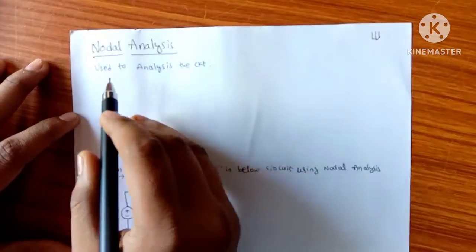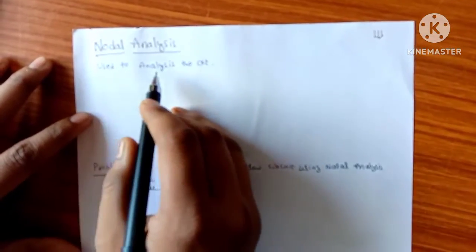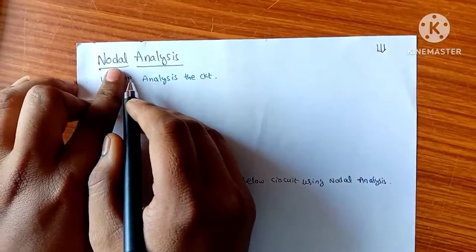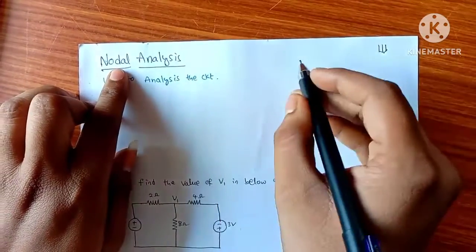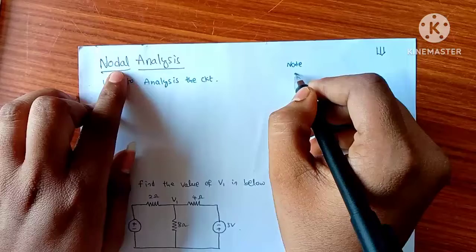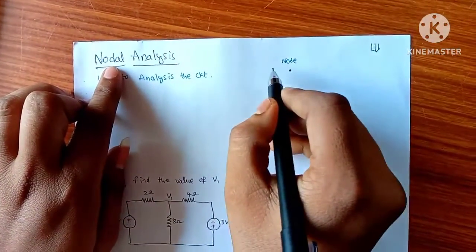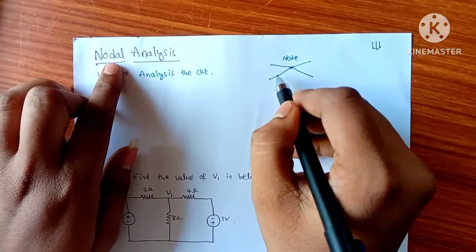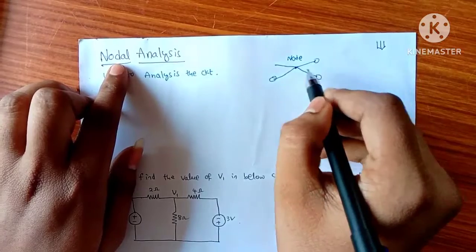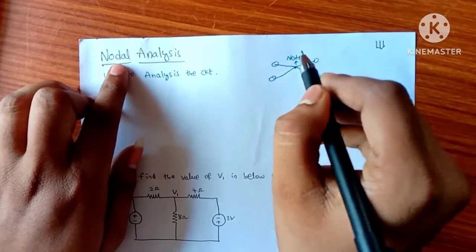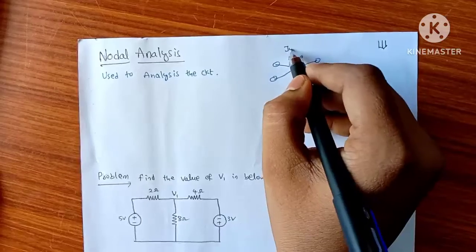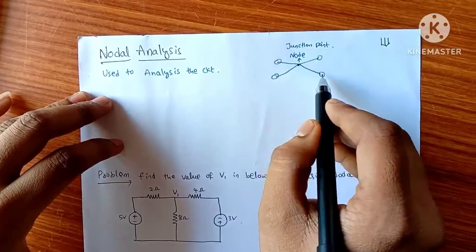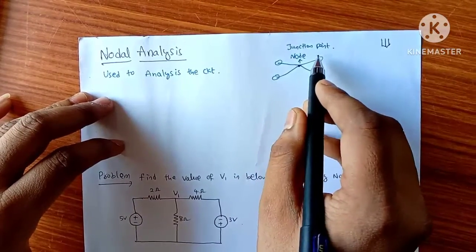What is nodal analysis? Nodal analysis is used to analyze the circuit. The name itself says node. Node means a point. Which point? Where multiple branches or multiple wires connect to a single point, then it is called a node. Nothing but a junction point. Simply, many wires connected to a single junction point is called a node.